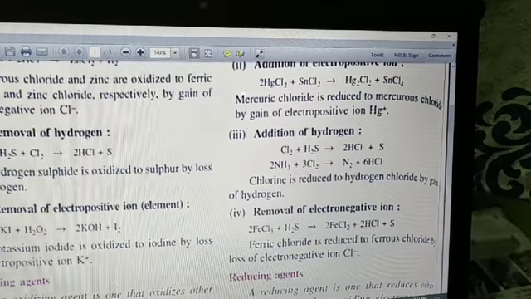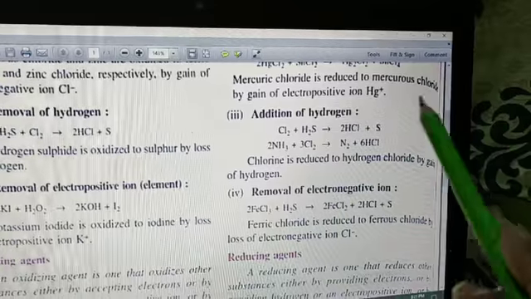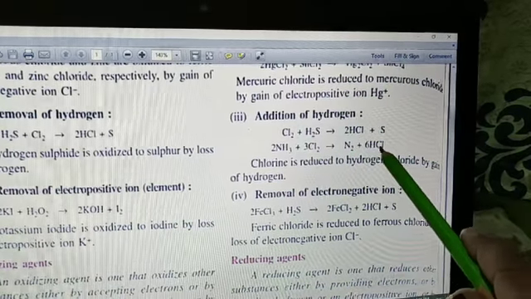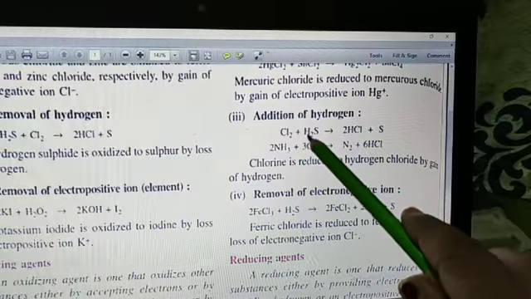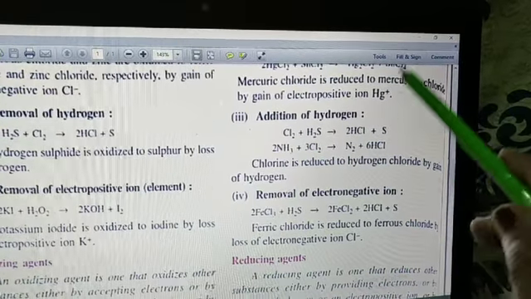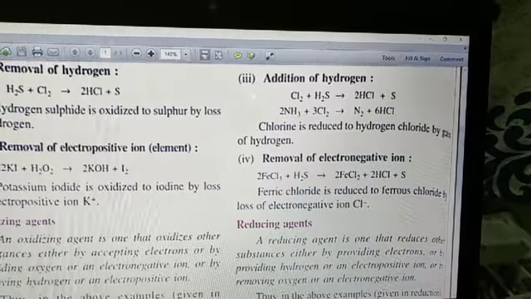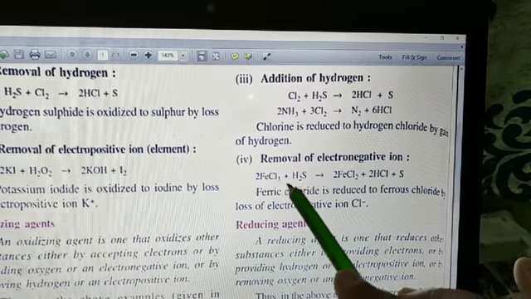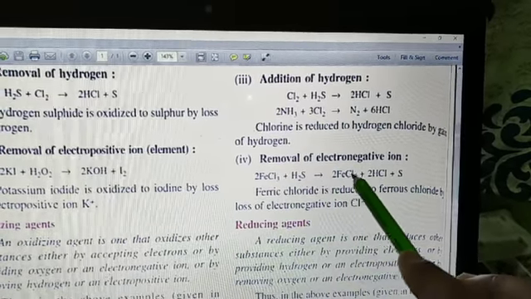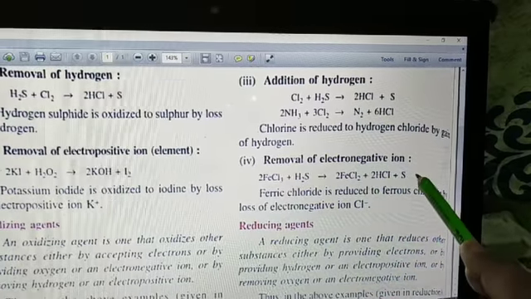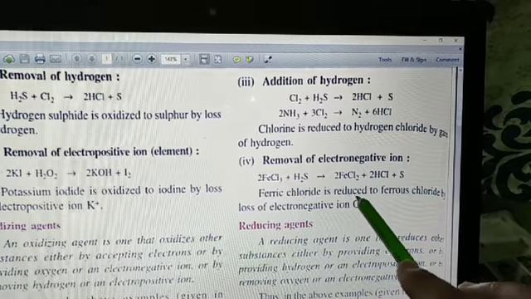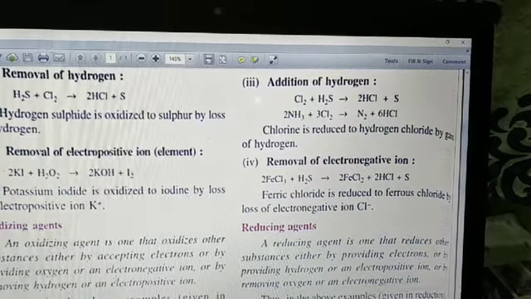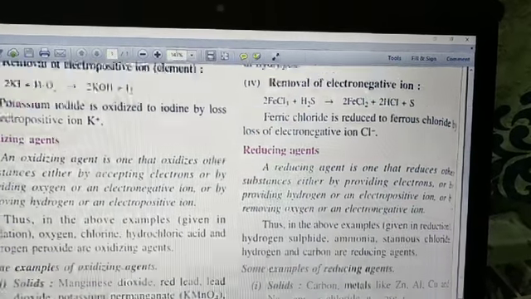Similarly, it is also defined as addition of hydrogen. So when chlorine reacts with H2S, it will form 2HCl plus sulfur. So we can see that in chlorine there is addition of hydrogen. So it is also a reduction process. And the last definition is removal of an electronegative ion. So when FeCl3 reacts with H2S, it will form 2FeCl2 plus 2HCl plus sulfur. Over here, ferric chloride is reduced to ferrous chloride by loss of the electronegative ion, that is Cl minus. So these are reduction processes.